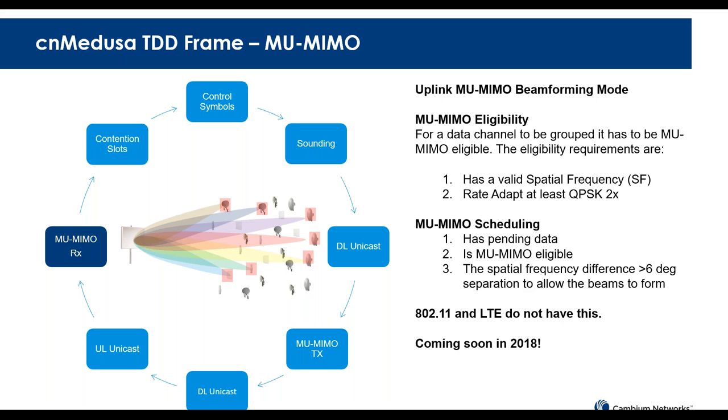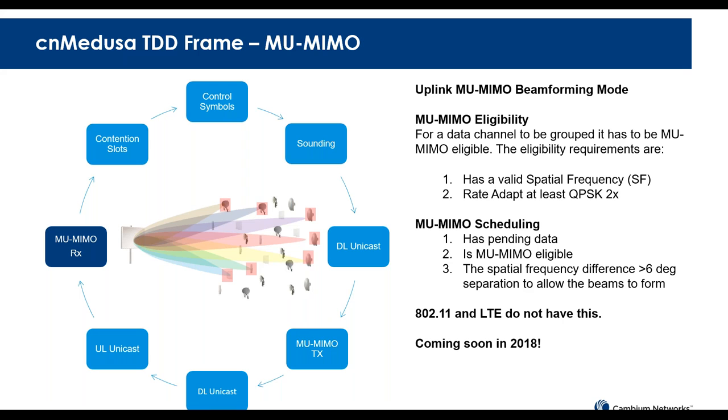First of all, the subscribers have to have a valid spatial frequency to be considered eligible for uplink MIMO transmission. Like for the downlink direction, we need to make sure the subscriber has completed the sounding process, so the access point knows where the subscriber is and can point the beam in that direction. Also, we want to make sure the subscriber is not operating at the lowest possible modulation, but at least one level up, which is a QPSK dual stream. The reason is that we want to make sure the link is still stable, even if there is some residual interference from the transmissions of the other subscribers.